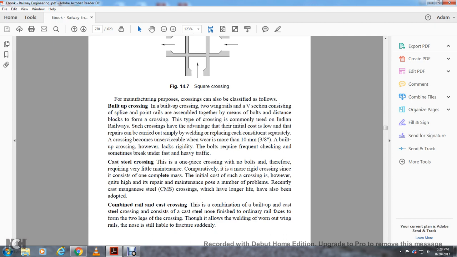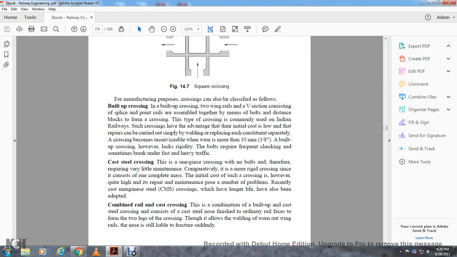The cast steel crossing is one piece with no bolts, therefore requiring very little maintenance, and is comparatively more rigid. It consists of one complete mass. The initial cost of such a crossing, however, is quite high, and repair and maintenance pose a number of problems. Recently, cast manganese steel crossings, which have a longer life, have also been adopted. The combination of rail and cast crossing.